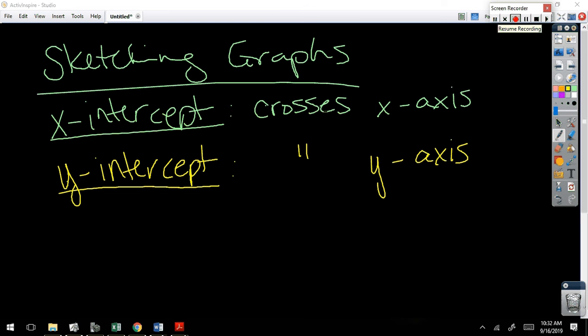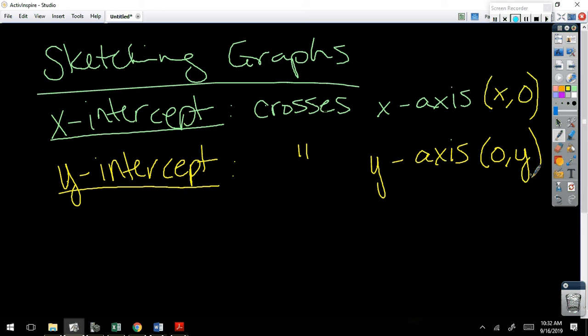Remember, if it crosses the x-axis, that means the x is going to have a value, but the y is always zero. And same with y, only the x is always going to be zero, and the y is going to have a value. Okay.